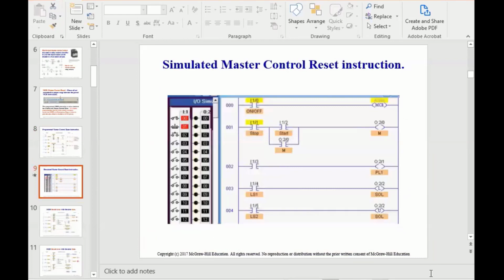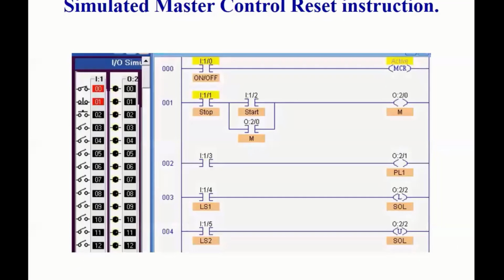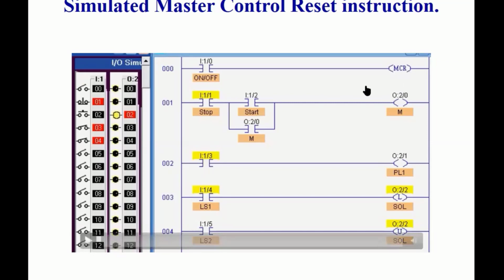Here's where we were, so let me play this out. There's the master control reset. The MCR is active, which means anything else can be turned on or executed. Pilot light 1, solenoid 2, which is enabled by 2 different limit switches. And everything stays as it was when the master control reset instruction goes off.